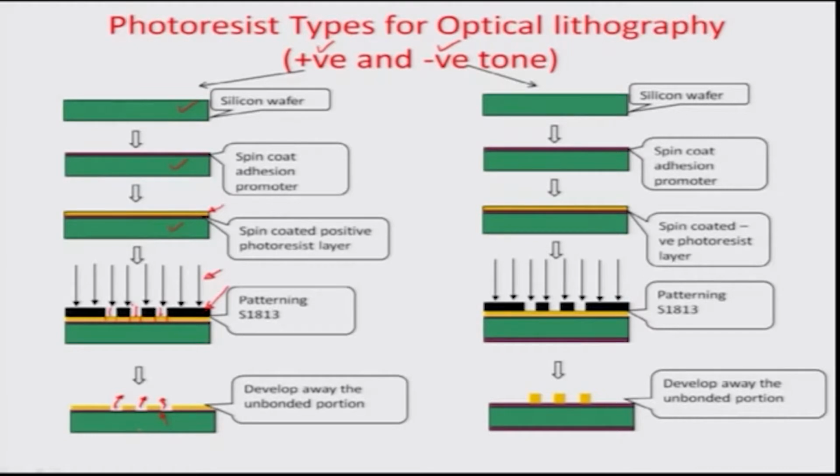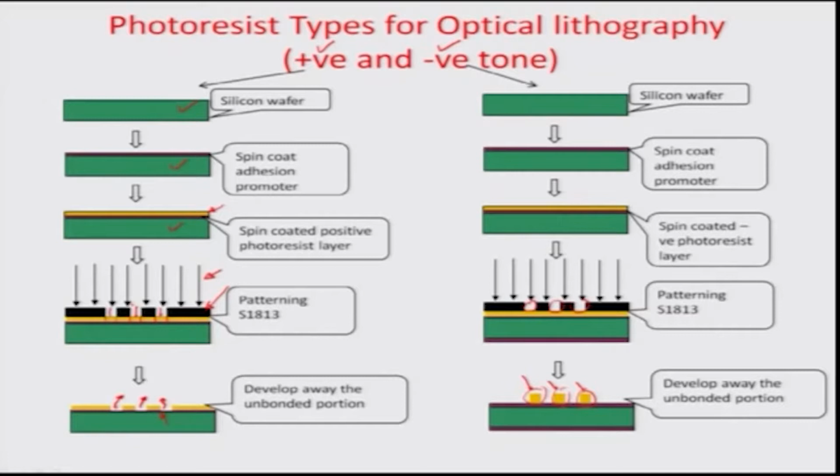The same process goes on for a negative tone, with the only difference that in the negative tone there is a cross bonding effect. So wherever there is exposure in these particular regions, as you can see, the resist stays back because the resist cross bonds. The remaining areas are dissolved away through a developing solution or developer solution. And so these are structures or features which are made because of cross bonding due to exposure. So this is how optical lithography is characterized.